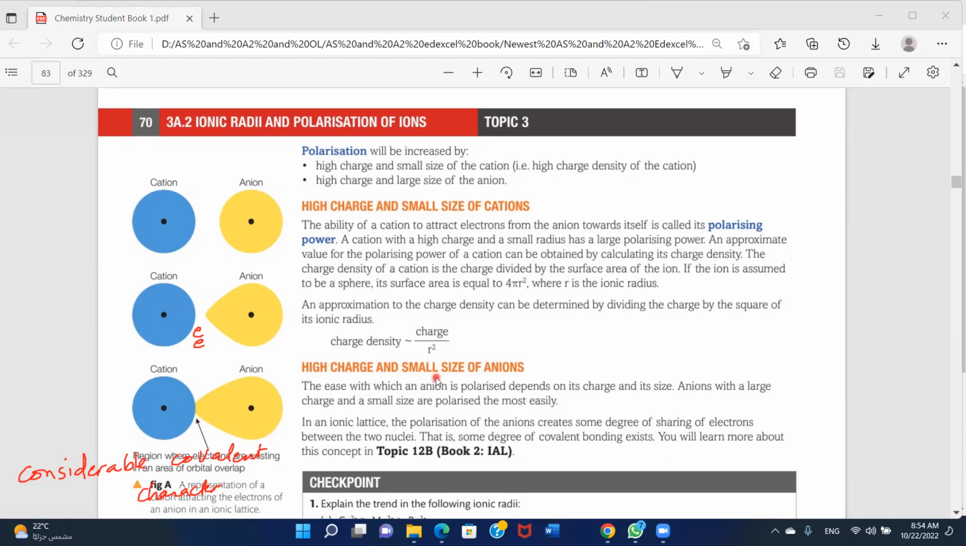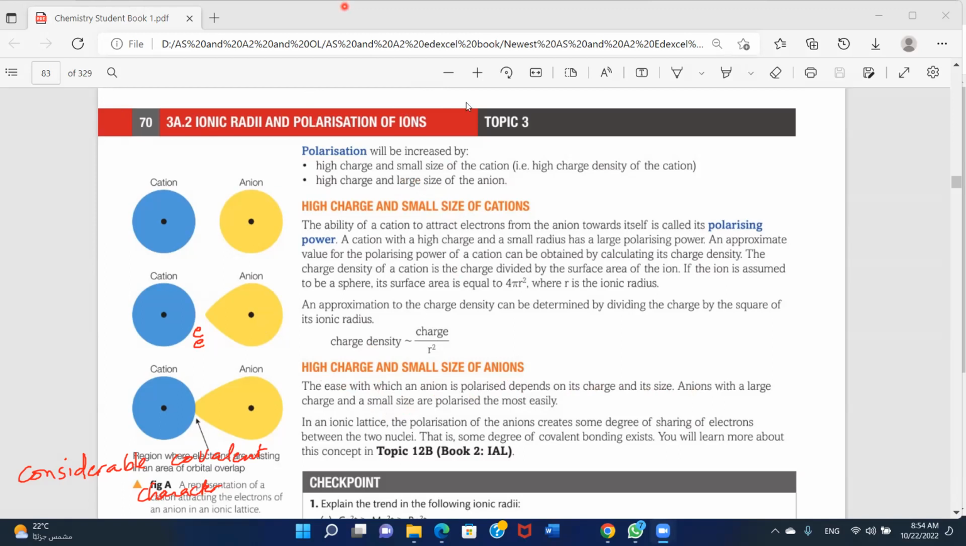When anions have a big charge and a big radius, they will be more polarized towards the cation. I think this is not correct: high charge and small size of anions, no. Anions with large charge and large size, as it is written here. This is the correct one.